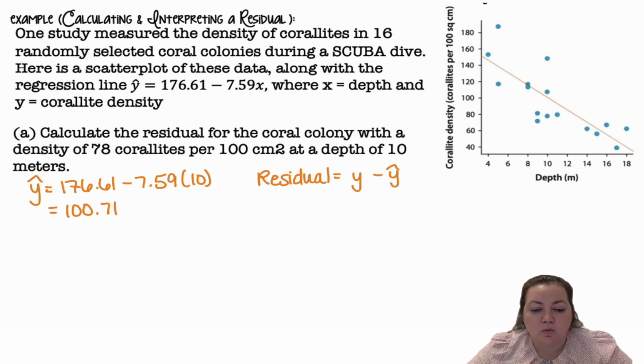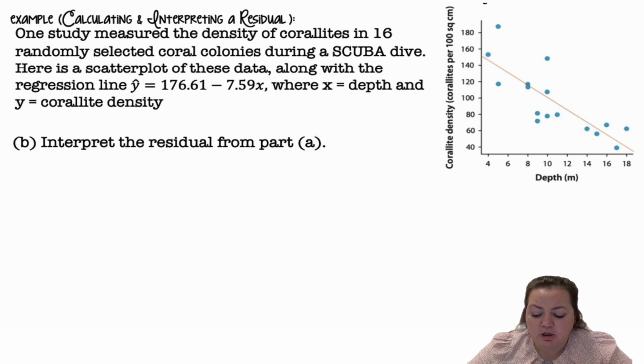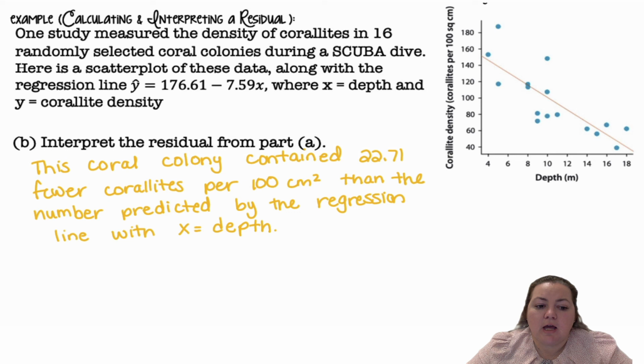So my residual is the actual y minus the predicted y. Well, my actual y was 78. My predicted y was 100.71. When I subtract those, I get negative 22.71. So my residual is negative. If I interpret that residual, we would say this coral colony contained 22.71 fewer corallites per 100 centimeters squared than the number predicted by the regression line with x equaling depth.